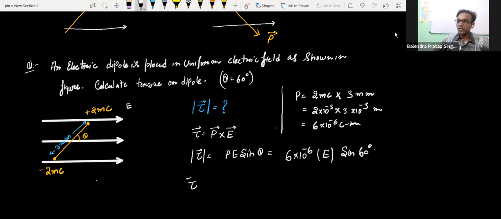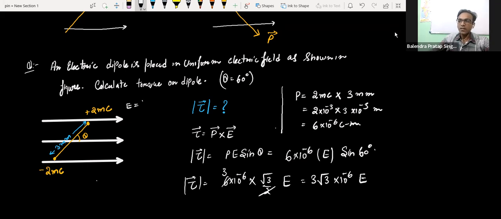So here the value of this torque is equal to 6 × 10⁻⁶ into sine 60 degrees, which is root 3/2, into your electric field. So 2 × 3 = 6. So that is equal to 3√3 × 10⁻⁶ into electric field. So this is your answer.